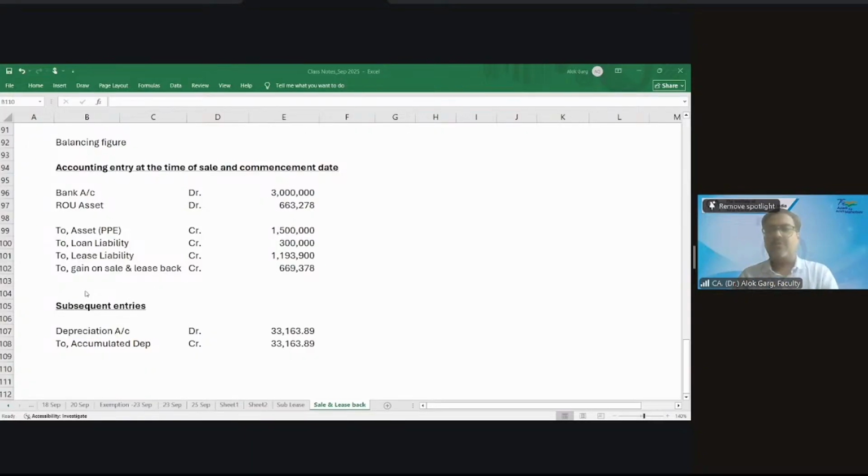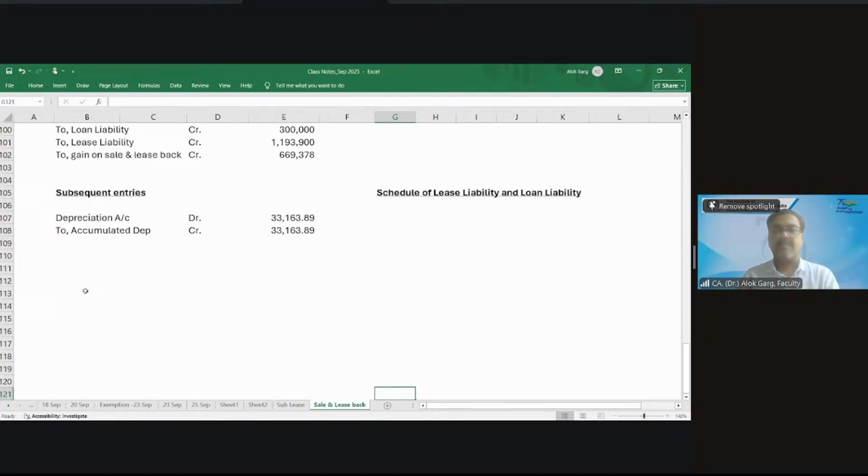Okay, so what you are required to do is prepare a schedule of lease liability and loan liability, right? Yes. So make a schedule of lease liability and loan liability. While this is not the ask, why I am doing this is so that you will have an entire picture. Your revision is also happening alongside, isn't it? Yes, sir, it is happening. Very good.